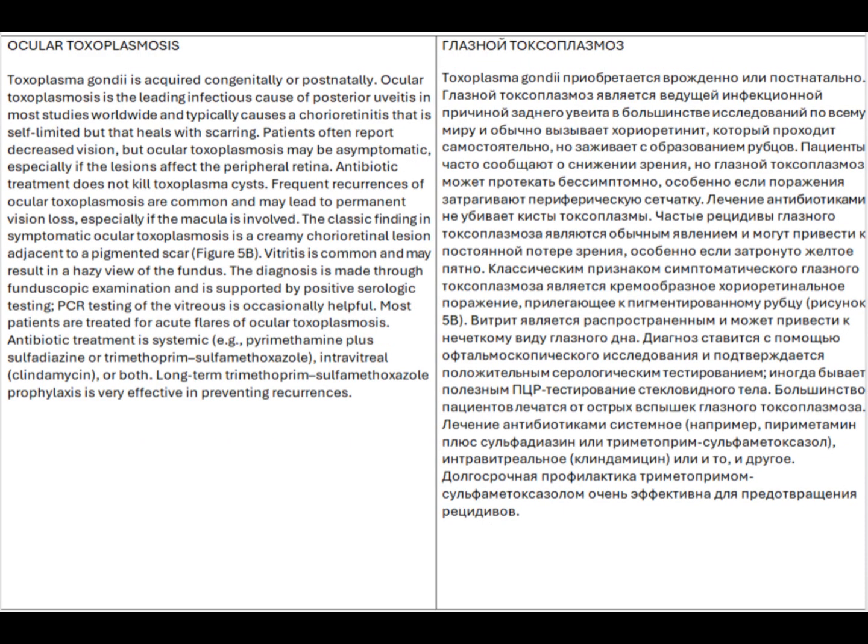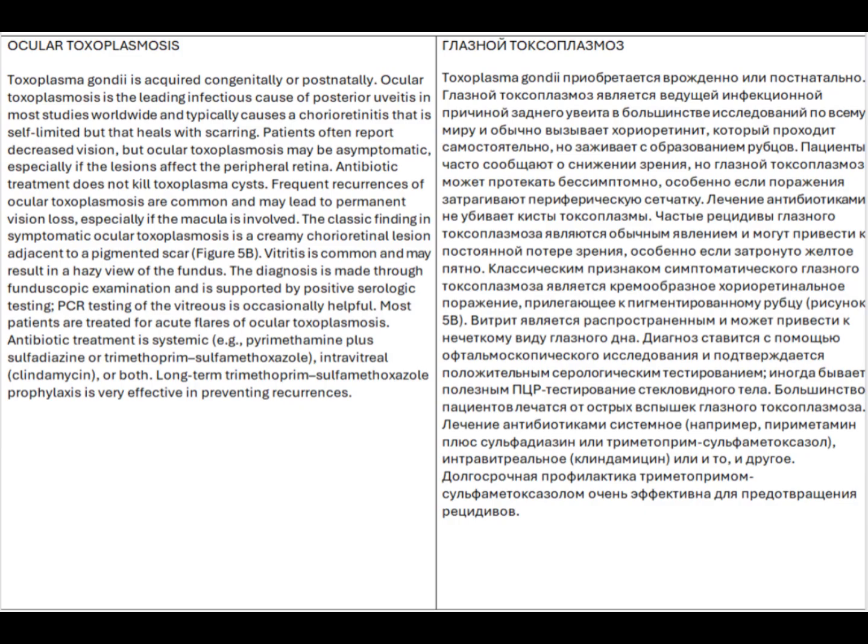Ocular toxoplasmosis. Toxoplasma gondii is acquired congenitally or postnatally. Ocular toxoplasmosis is the leading infectious cause of posterior uveitis in most studies worldwide and typically causes a chorioretinitis that is self-limited, but that heals with scarring. Patients often report decreased vision, but ocular toxoplasmosis may be asymptomatic, especially if the lesions affect the peripheral retina. Antibiotic treatment does not kill toxoplasma cysts. Frequent recurrences of ocular toxoplasmosis are common and may lead to permanent vision loss, especially if the macula is involved.